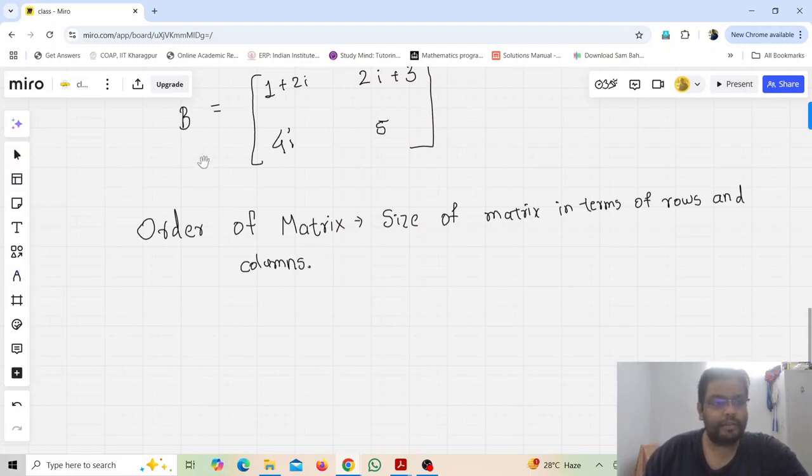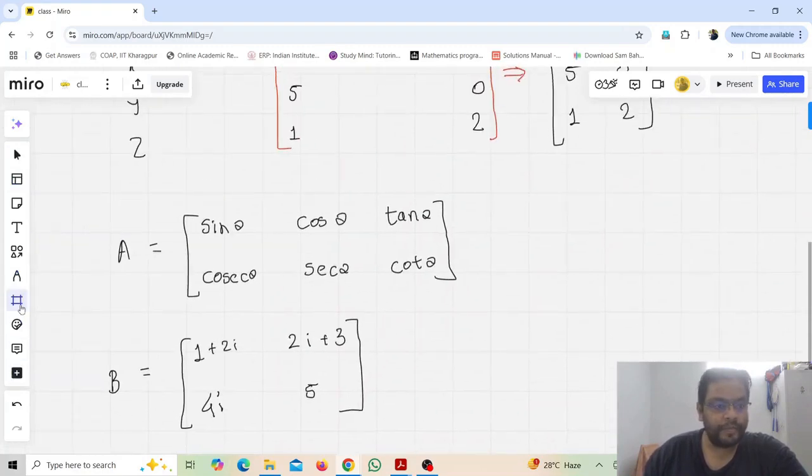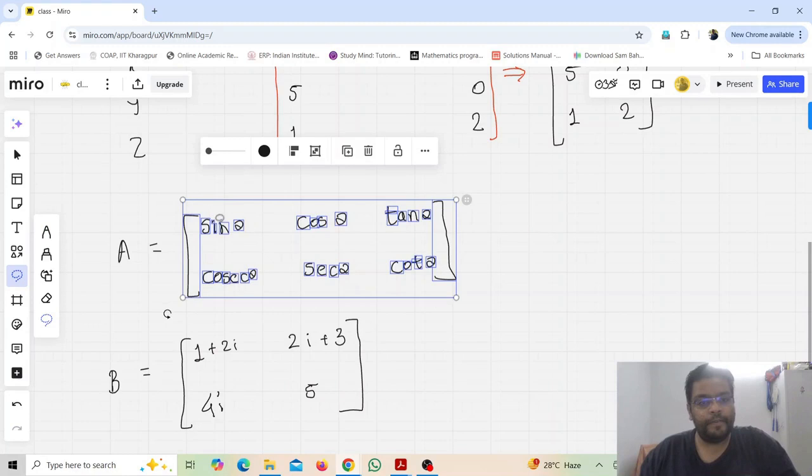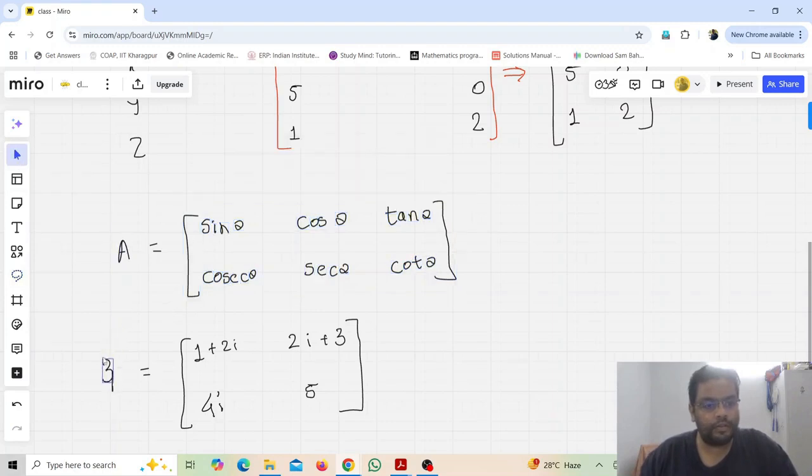So, simple, let's consider a matrix. Let me copy a matrix from which we have made. So let me just copy this real quick. Okay.